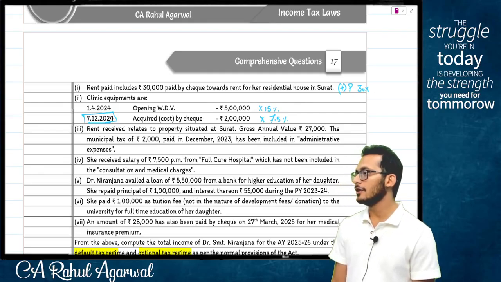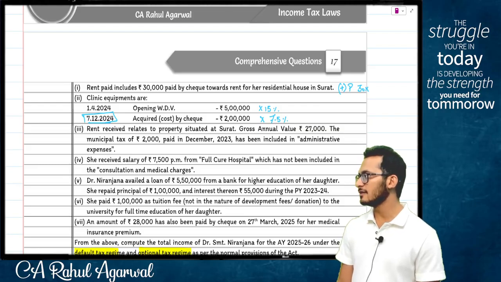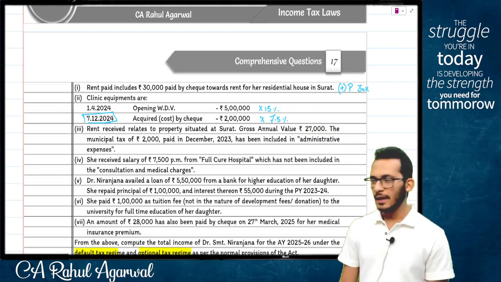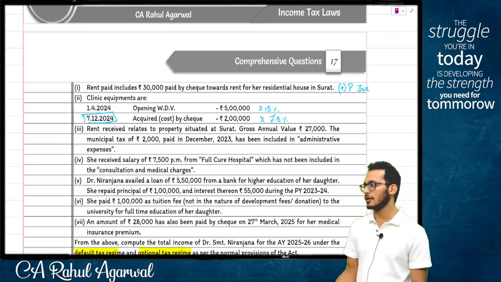Why? You're only not allowed by cash, right? It should be by permissible modes. Check is permissible. Unless and until the question comes and mentions it's a bearer check or cross check, I would have not allowed it. But because they mentioned no such check, allowed.